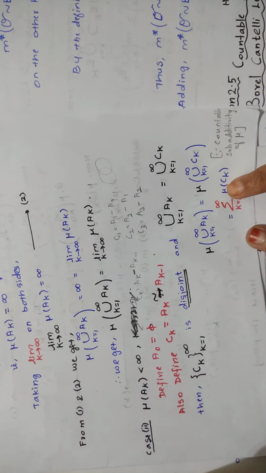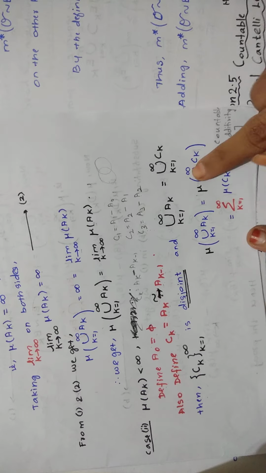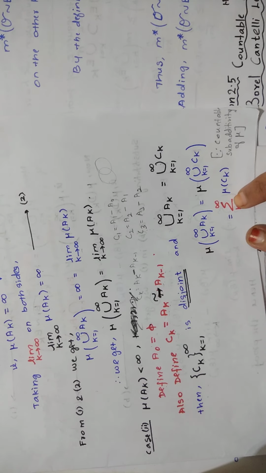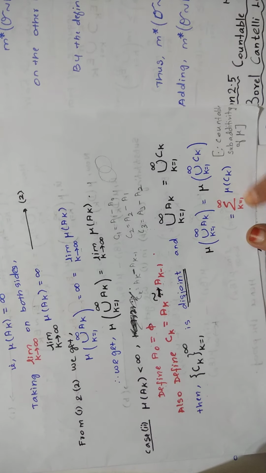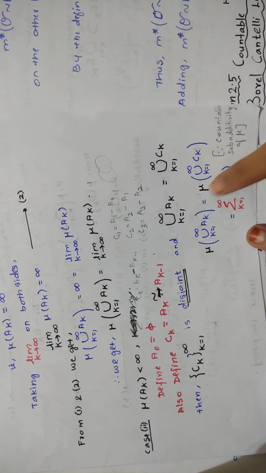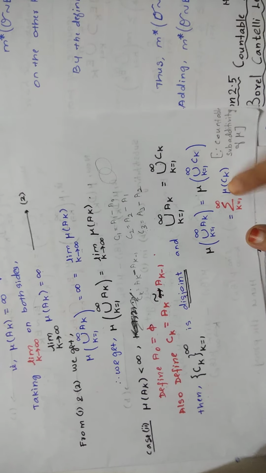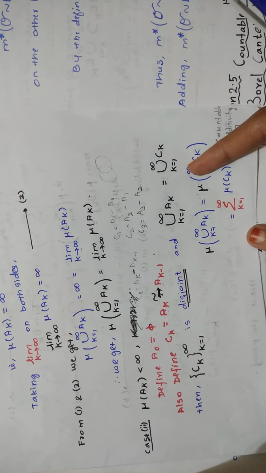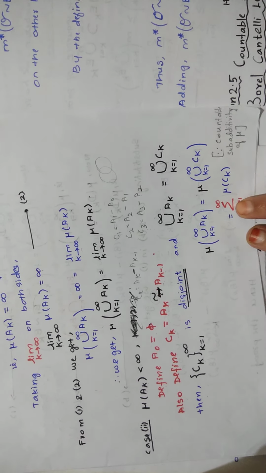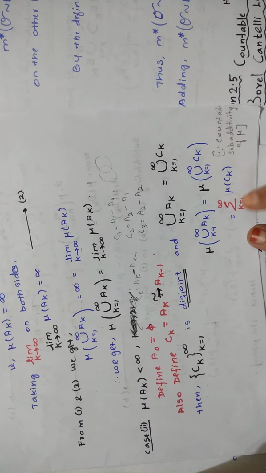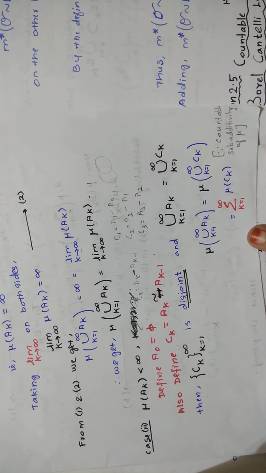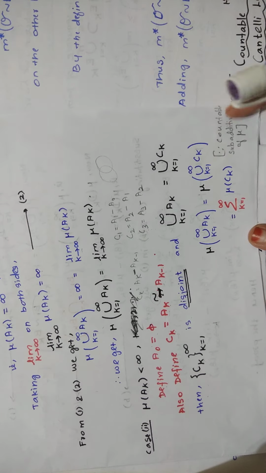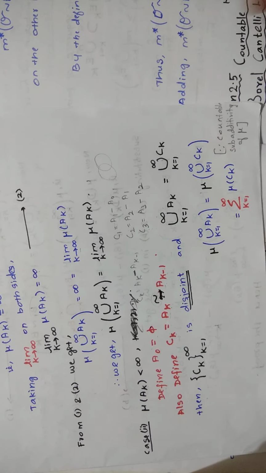This can be written like this. That is, instead of union k equal to 1 to infinity, you can put summation k equal to 1 to infinity and bring this mu like this, mu of ck. Okay, you are bringing this union outside. When it comes to this place, then it becomes summation. Okay, this is happening how? You are using a proposition. What proposition? Countable subadditivity of mu. Okay, hope you got my point.